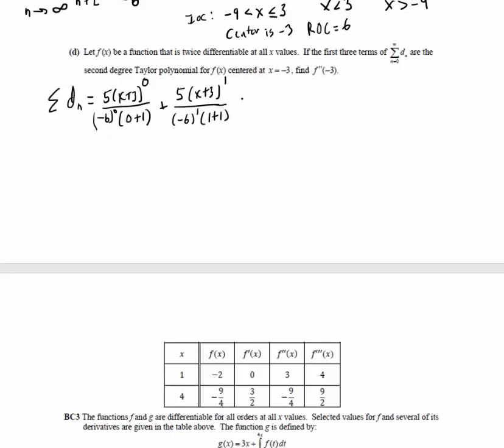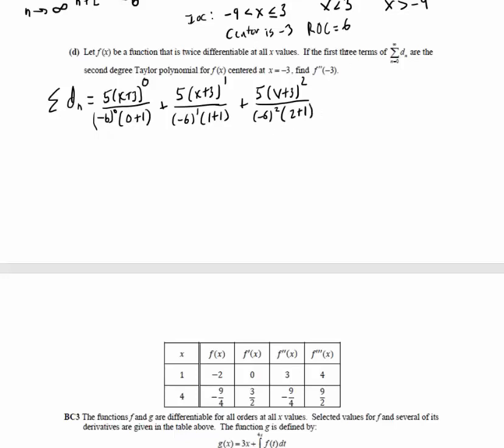And that's the second term. And then the third term would be, the third term is plugging in 2 since I started at 0. So it'd be 5x plus 3 to the second power, -6 to the second power, and then 2 plus 1. Okay. Those are the first 3 terms.